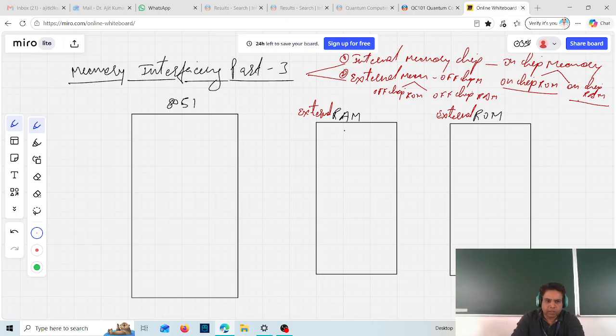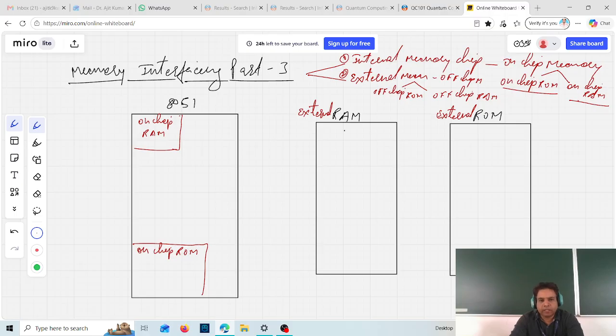Then we have another two, which are on-chip RAM and on-chip ROM. So let us say that this is your on-chip RAM. Similarly, let us consider this as on-chip ROM. Why are they called on-chip ROM? Because they are embedded inside the microcontroller 8051 only. That is why the concept of microcontroller comes.